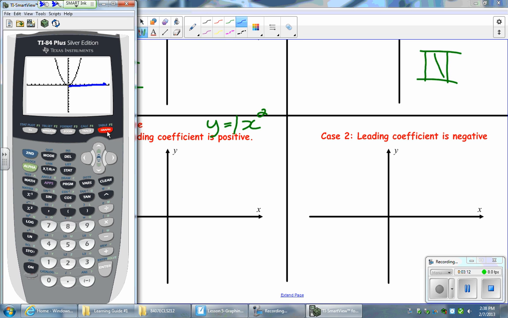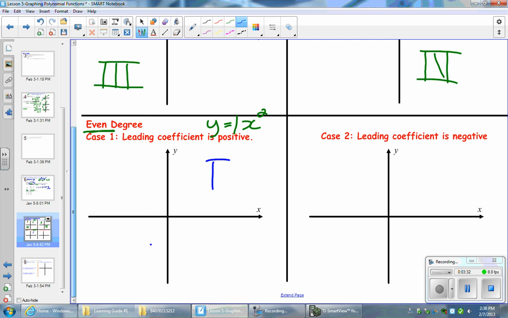As x gets really large, this graph gets really large as well through quadrant 1. As x gets really small, the graph also increases, but this time in quadrant 2. So the end behavior is in quadrants 1 and 2, and that's going to be a general statement for when you have an even degree and a leading coefficient that is positive. So there you go. Finally, our last case is where the leading coefficient is negative this time.